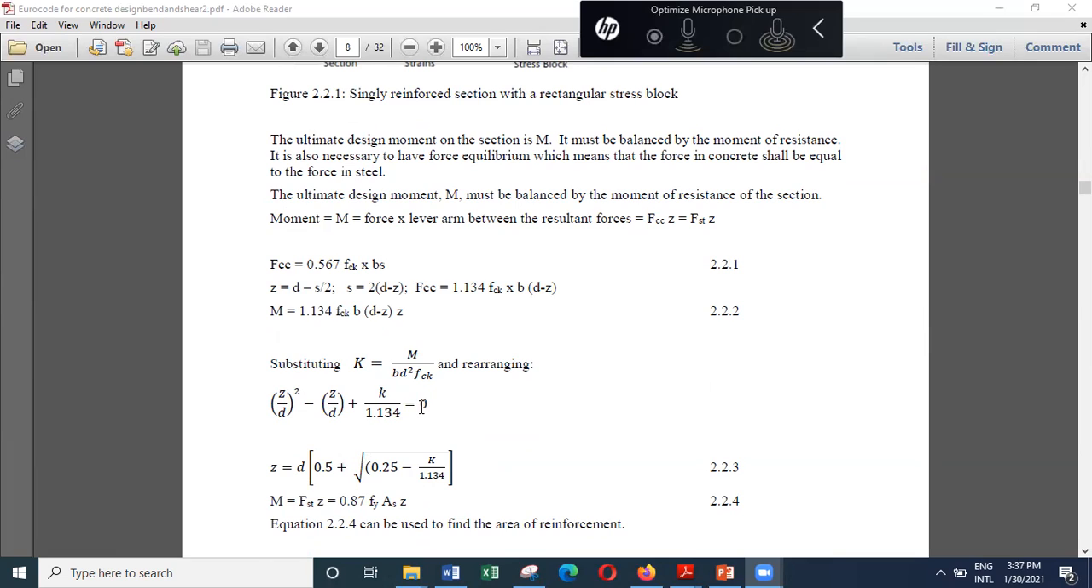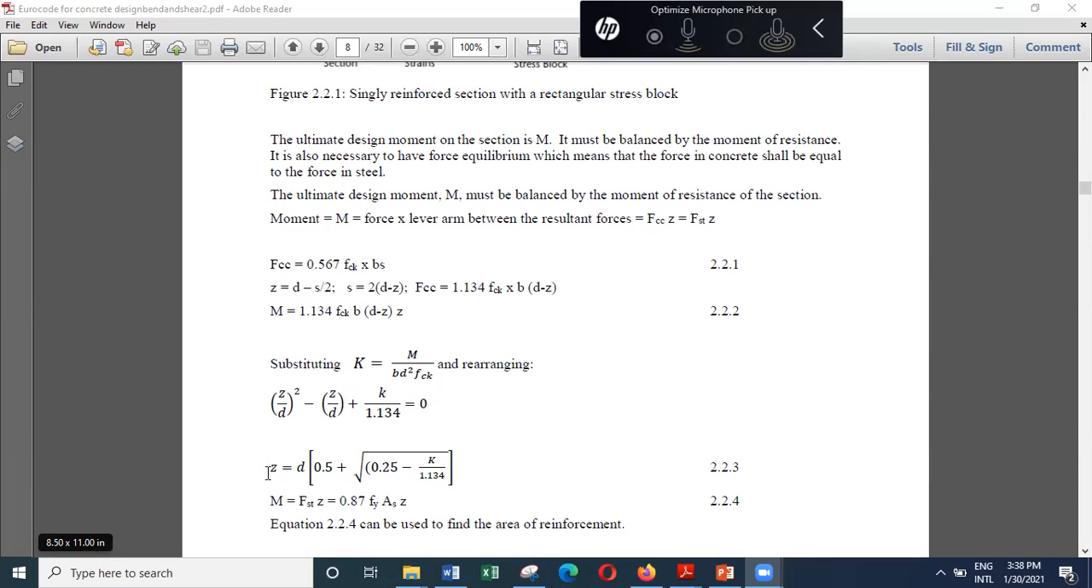So, which means if you know the bending moment acting on the section, if you know the width of the section, if you know the depth to the reinforcement, that is d, if you know the type of concrete you are going to use, that is fck, whether it's 25 or 30, if you know all those, that means all the parameters in this particular equation are known, and that means this K is known. If you know K, z is known. So that's how we find the value of z.